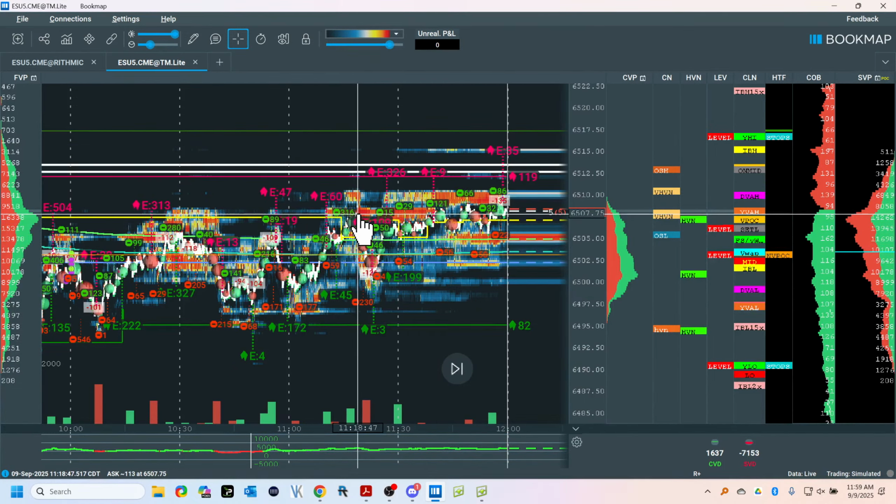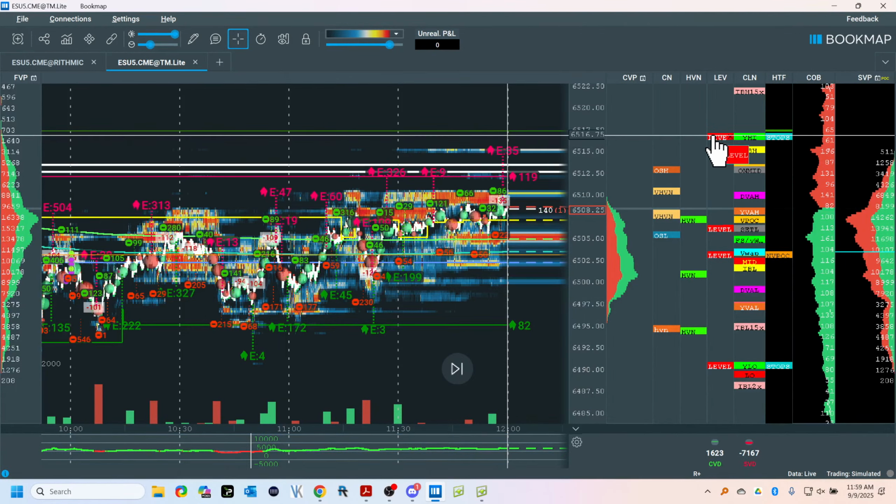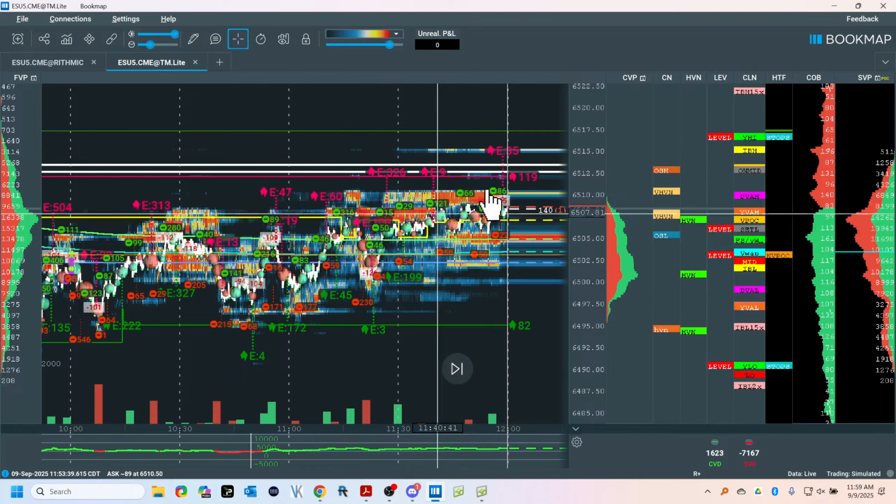We are in a two-sided trade. The possibility, and it's not a recommendation, exists still to come out this side or to stay in here.